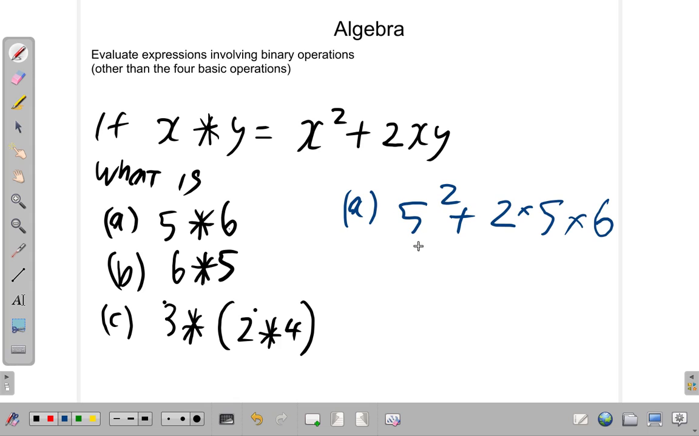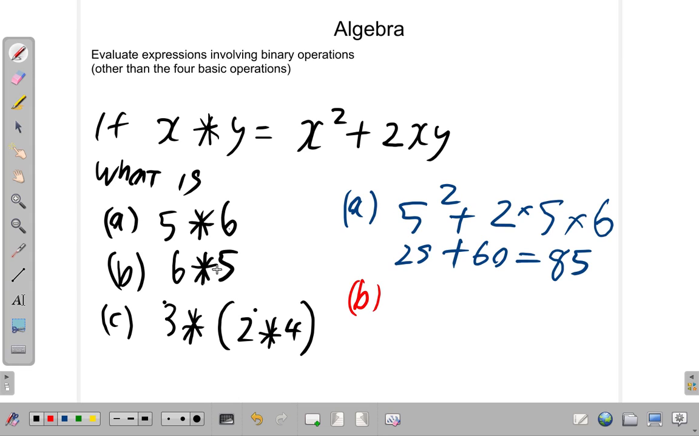So what you have is 5 squared is 25 plus 2 times 5 is 10, 10 times 6 is 60. So it's 25 plus 60. 25 plus 60 is what? 85. So it's 85. Okay? So it's a matter of following the pattern. X first, you put x squared plus 2 times x, whatever that number is used to represent x. Let's look at part B.